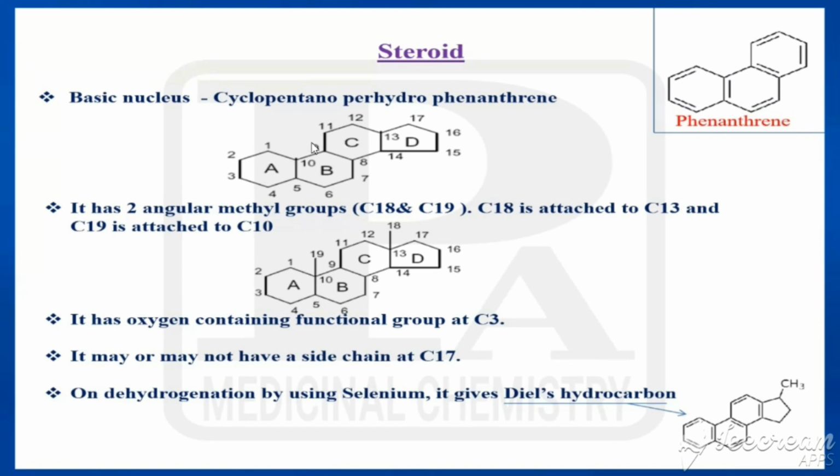Now we'll see the numbering. It starts from here: 1 2 3 4 5 6 7 8 9 10. This is 11, 12, 13, 14, 15, 16, 17. So totally it has 17 carbons. It is a 17 carbon one.